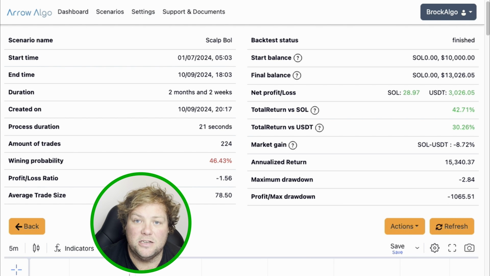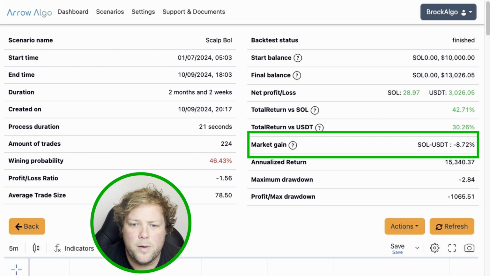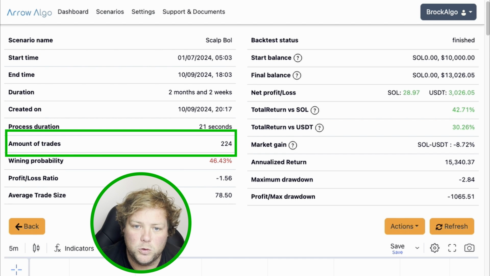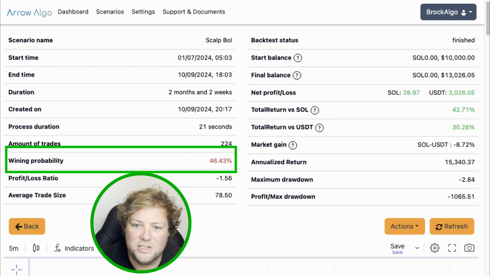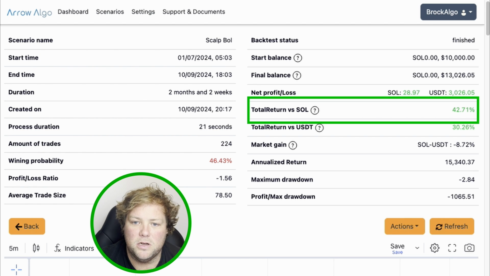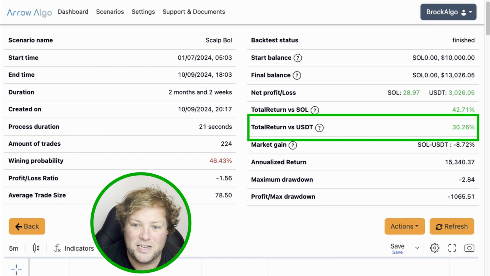Now let's take a look at the backtesting results. Over the same 2-month period when Solana was down 8.7%, we executed 224 trades. The win rate came in at 46%, slightly better than our moving average strategy. The total return against Solana was 42.7%, while we returned 30.2% against Tether.